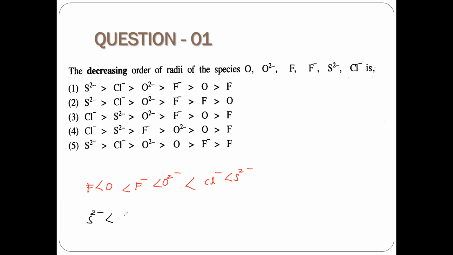S2 minus, Cl minus, O2 minus, F minus, oxygen, fluorine. So this is your answer. So according to that, you can conclude your answer is S2 minus, Cl minus, O2 minus, F minus, O, F. So your answer is number 2. I'm sorry, oxygen, fluorine. Your answer is number 1. Okay, the answer is number 1. So we have done question number 1. Let's move on to question number 2.